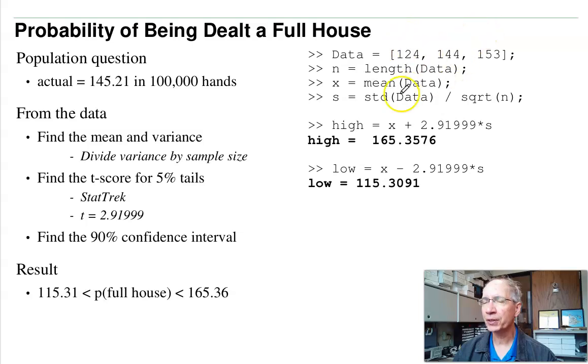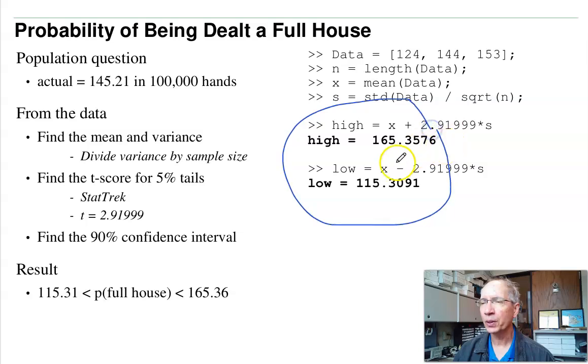With only a sample size of 3, I'll then take the standard deviation and divide by the square root of the sample size. Again, divide the variance by the sample size, the standard deviation by the square root of sample size. The t-score stays the same. I have a sample size of 3, 2 degrees of freedom, that's 5% tails. Now this tells me that the probability of being dealt a full house, again a population question, is somewhere in this range. I don't know what it is, but I'm 90% certain it's between 115 and 165. And surprise, surprise, the actual odds lie in that range. Again, I don't know what it is based upon that data, but I can bracket it.